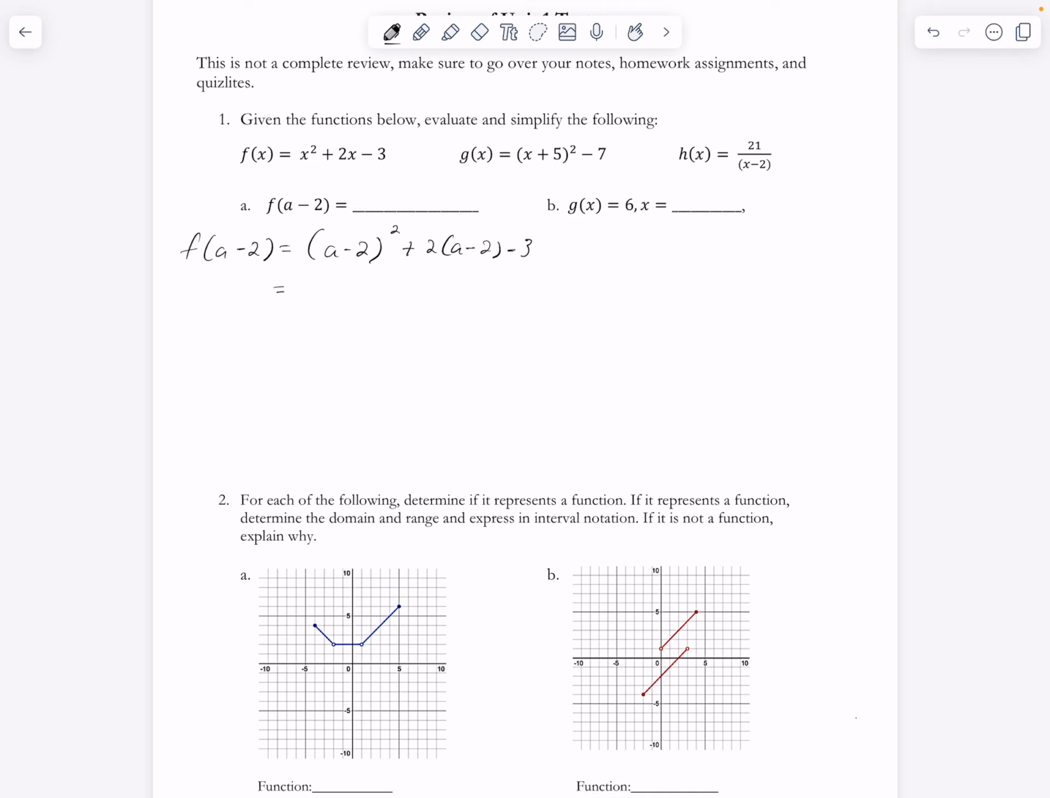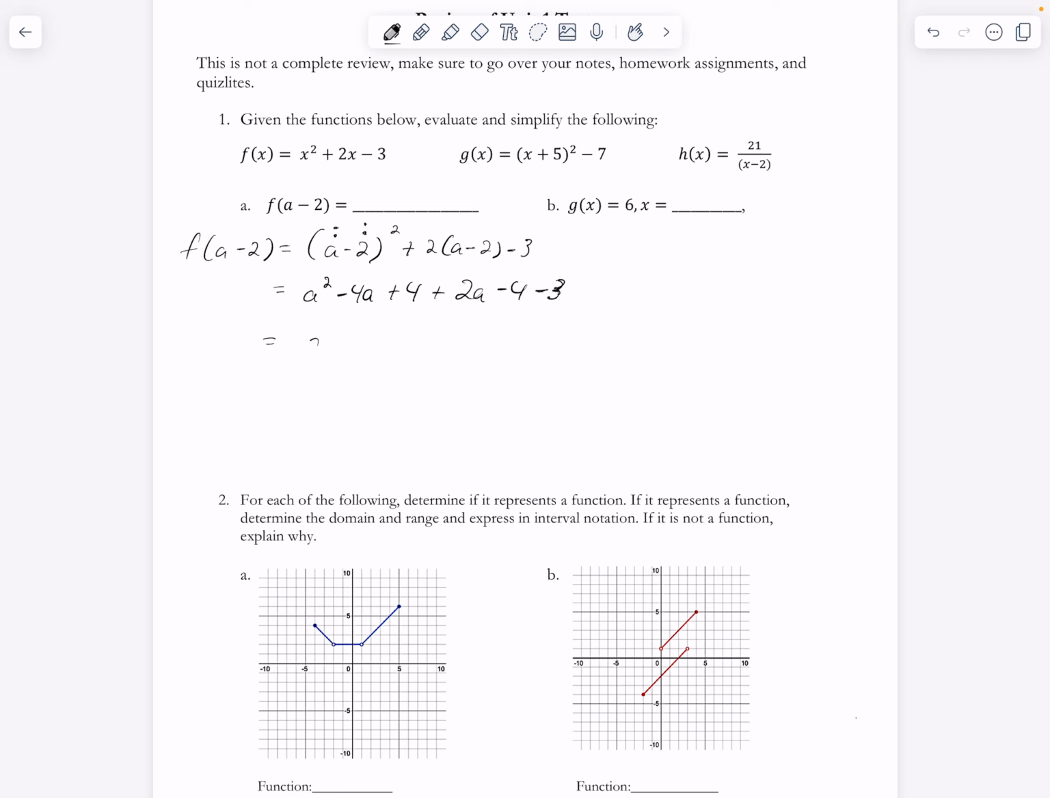So we talked about this in class. You can always just write a minus 2 twice and then distribute, but I want you guys to work on trying to do this more efficiently. So take the first term and square it. Take the second term and square it, but leave that space, because a times negative 2 is negative 2a, but then you've got to multiply by 2 to get negative 4a. So that's the middle term. Then I'm going to distribute this 2 to get 2a minus 4 and then write minus 3.